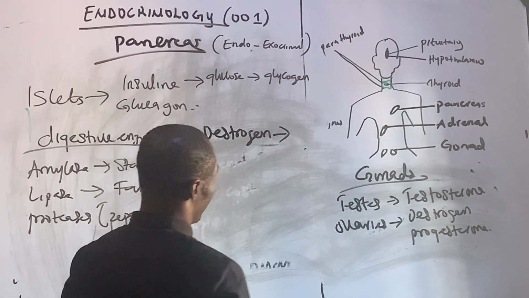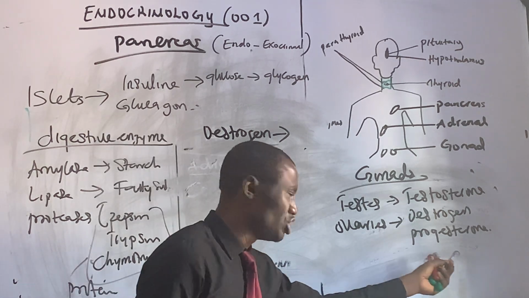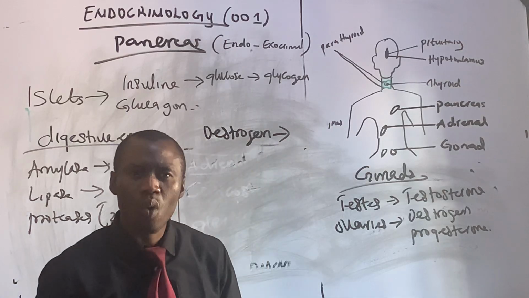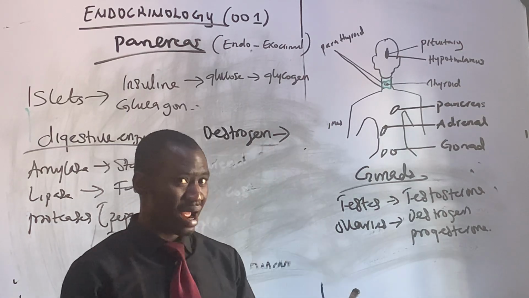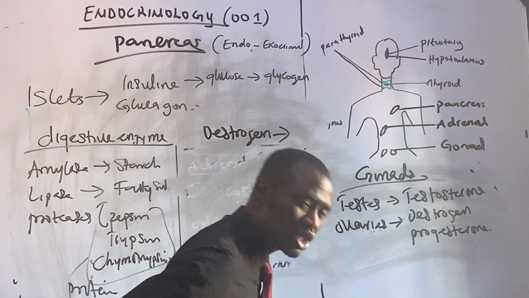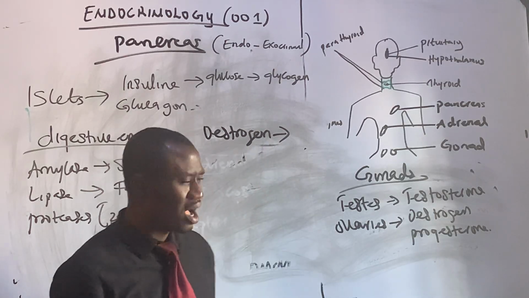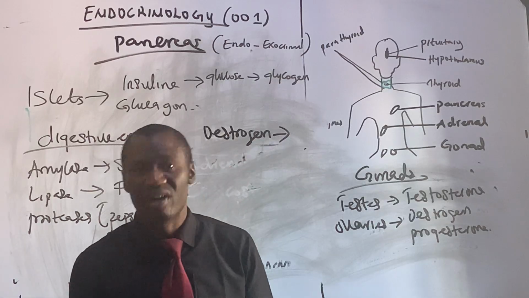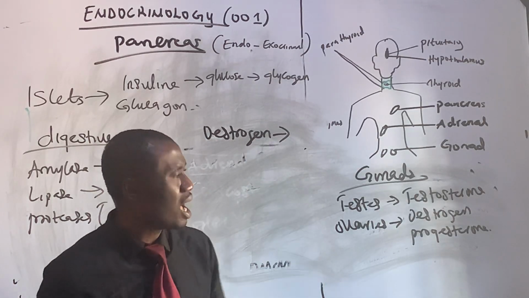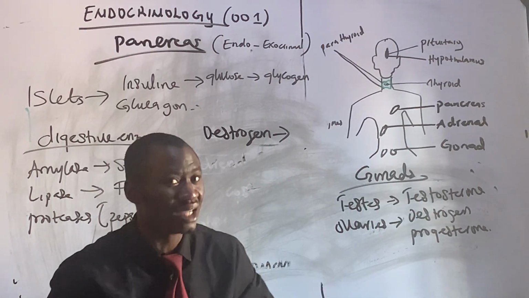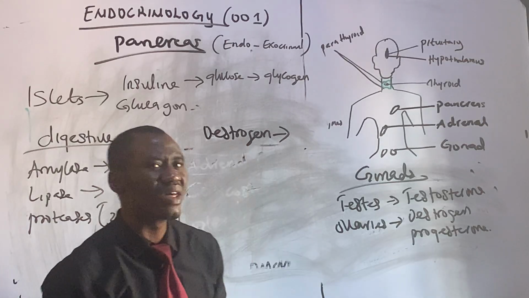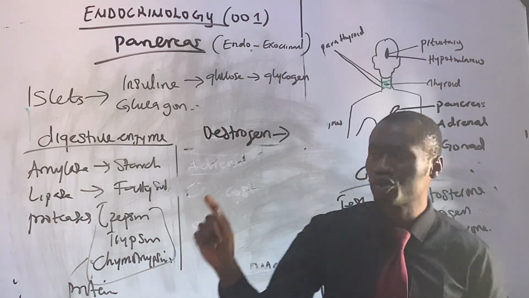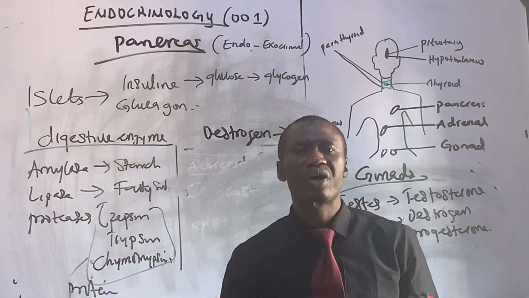Now, you look at progesterone as the pregnancy hormone, and estrogen is the one involved in the development of the breast, the enlargement of the hips, the enlargement of the vagina, and even the enlargement of the uterus. So you see that all these hormones are important in your body. So this is the introduction to endocrinology.